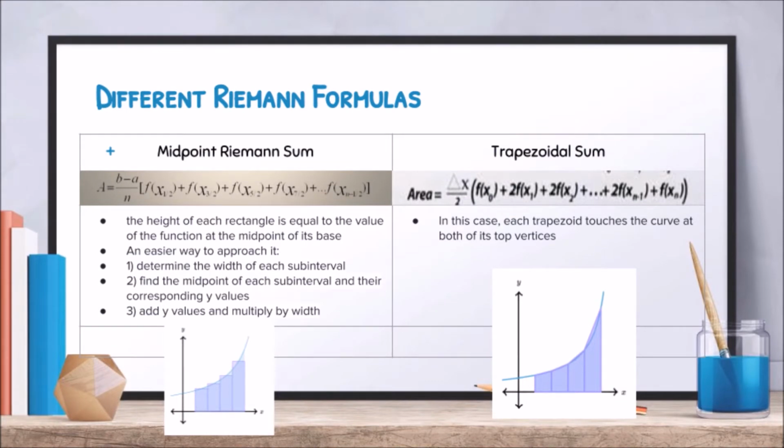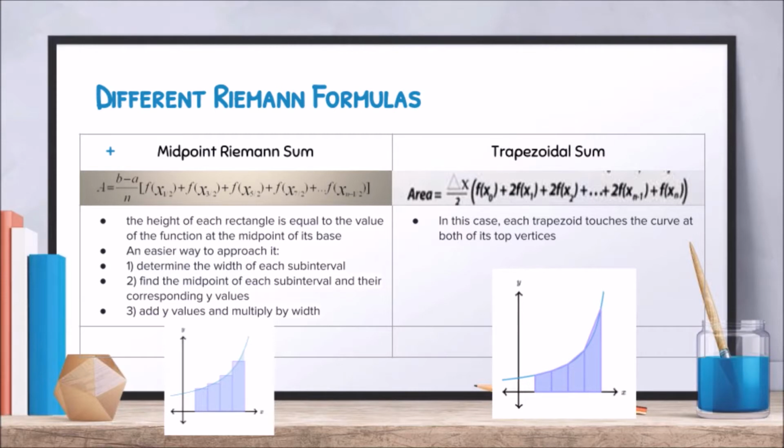You can also utilize a midpoint Riemann sum, where the height of each rectangle is equal to the value of the function at the midpoint of its base. The formula is pictured above. However, an easier way to approach it is to determine the width of each subinterval and then find the midpoint of each subinterval as well as their corresponding y values, and then add all the y values and multiply by the width.